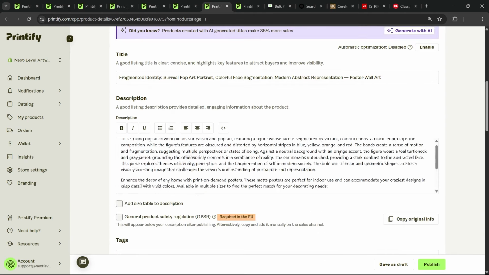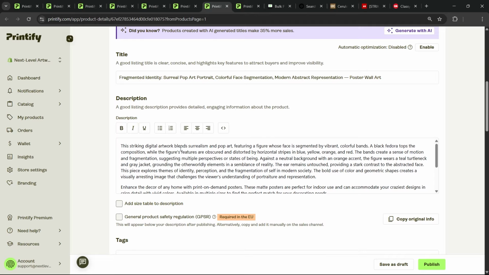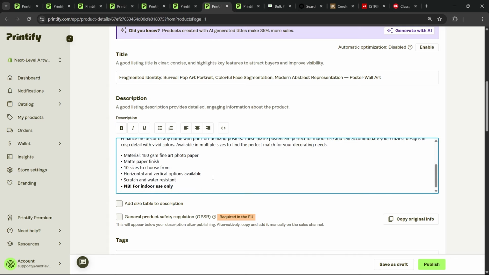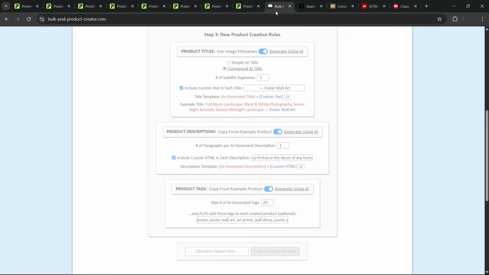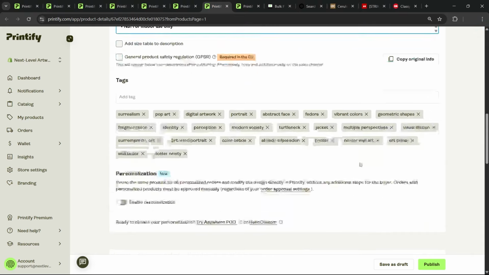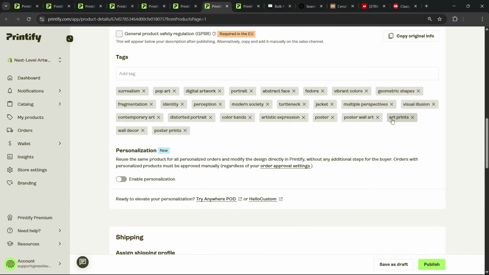And then the description down here talks about striking digital artwork, which blends surrealism and pop art, featuring a figure whose face is segmented by vibrant, colorful bands. And then down here, we have the custom stuff that we pasted in there and appended to each product. And finally, the tags down here. These were the generic tags, poster, poster wall art, art prints, and then the specific tags that the AI model came up with. Contemporary art, color bands, abstract face, geometric shapes.